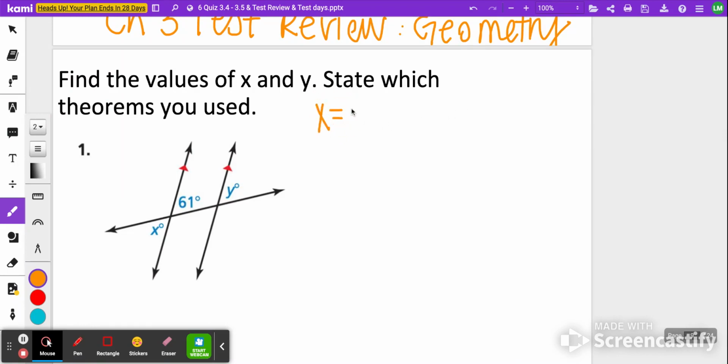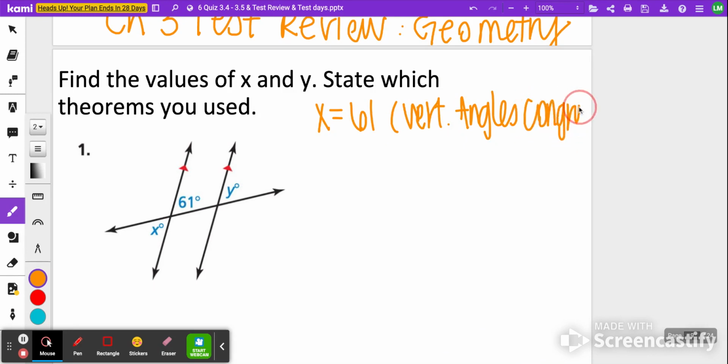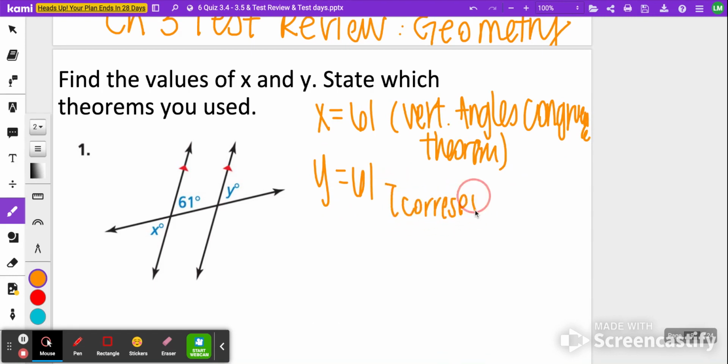For x, we know that should be equal to 61 degrees because of the vertical angles congruence theorem. Y is also equal to 61 degrees, and you could use a few different ones. You could use corresponding, or if you said that x and y are alternate exterior angles, you could use that theorem as well. Both of those would work for your reasoning.